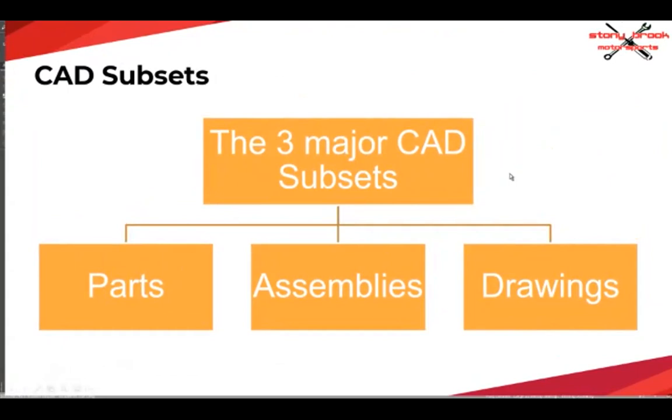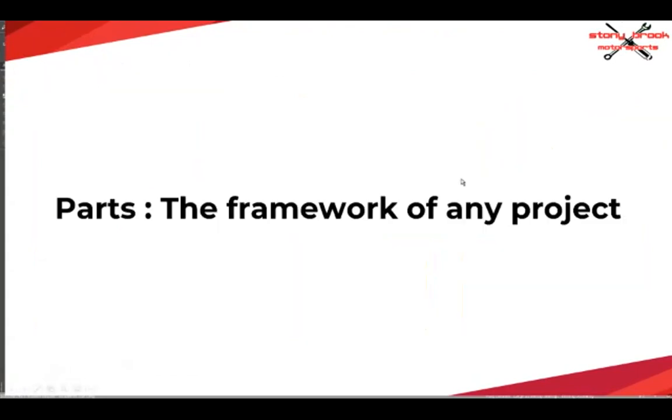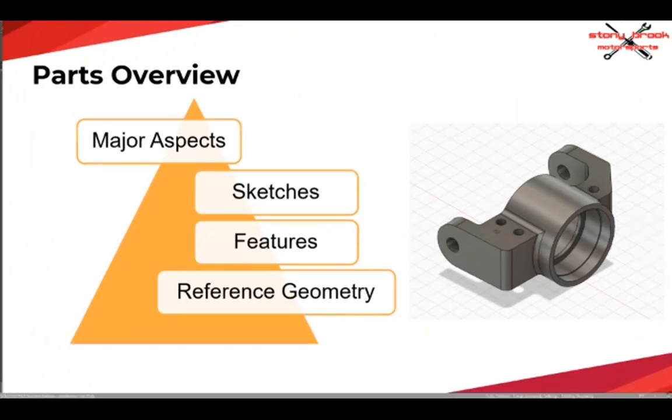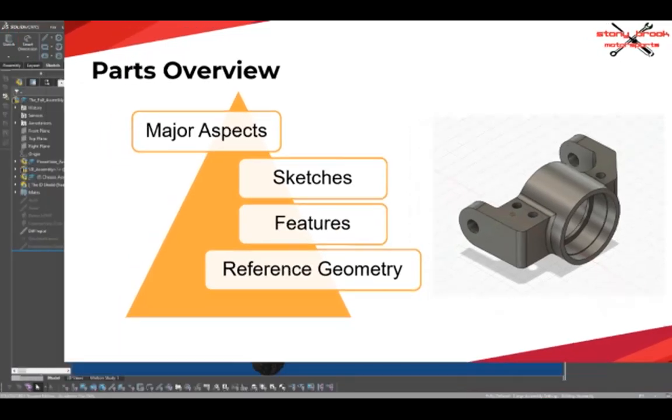So to start off, we would start with parts, which are obviously the framework of any project that you would ever work on, because they quite literally are constructed into the assembly you want to create. So when it comes to any part, literally any part of any really thing you would design, there are three major aspects to it: sketches, features, and reference geometry. The third one isn't as relevant yet, but that will come into play a little bit later when we get into assemblies. But the first two are the important parts.